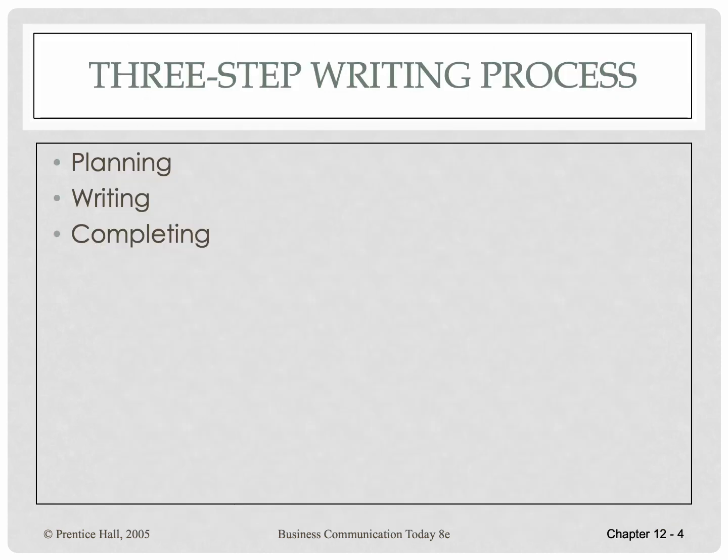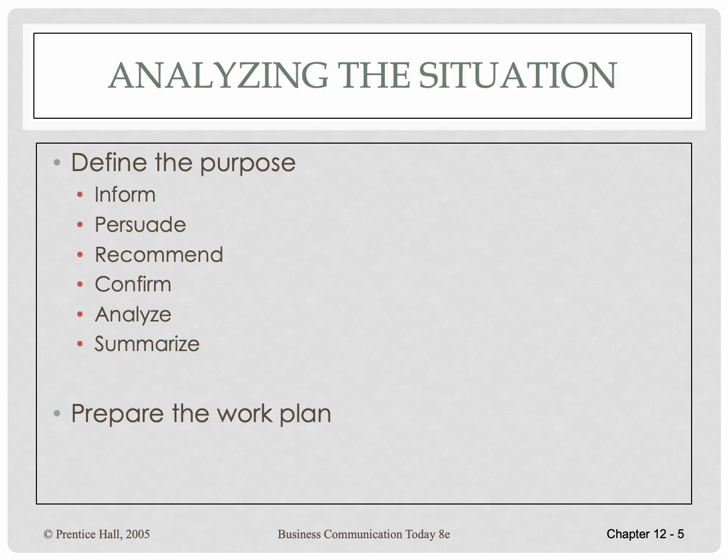There is a 3-step writing process similar to the business message. For the report and proposal, it consists of planning, writing, and also completing. For analyzing the situation, as a part of planning, you have to first define the purpose of making this report or proposal.